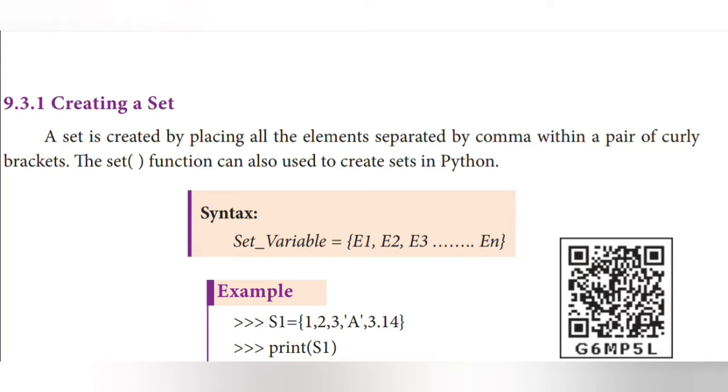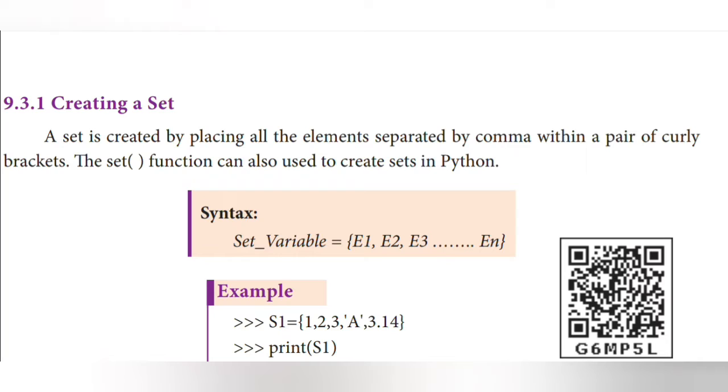The set function is also used to create sets in Python. We can use the built-in function set to create sets. The syntax for creating a set variable is: set variable equal to, within curly braces, e1 comma e2 comma e3 and so on up to en. These are the elements present in the set variable.